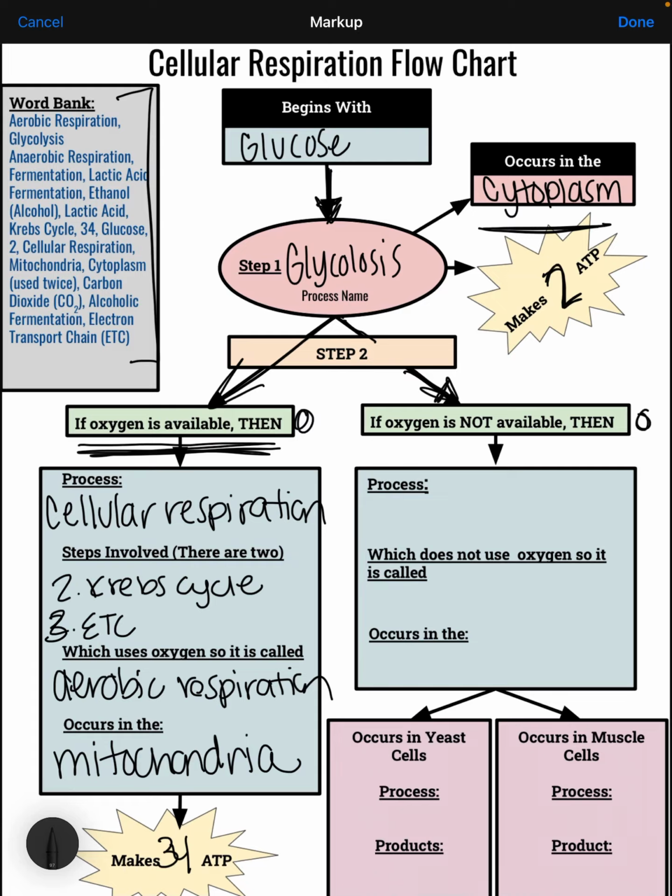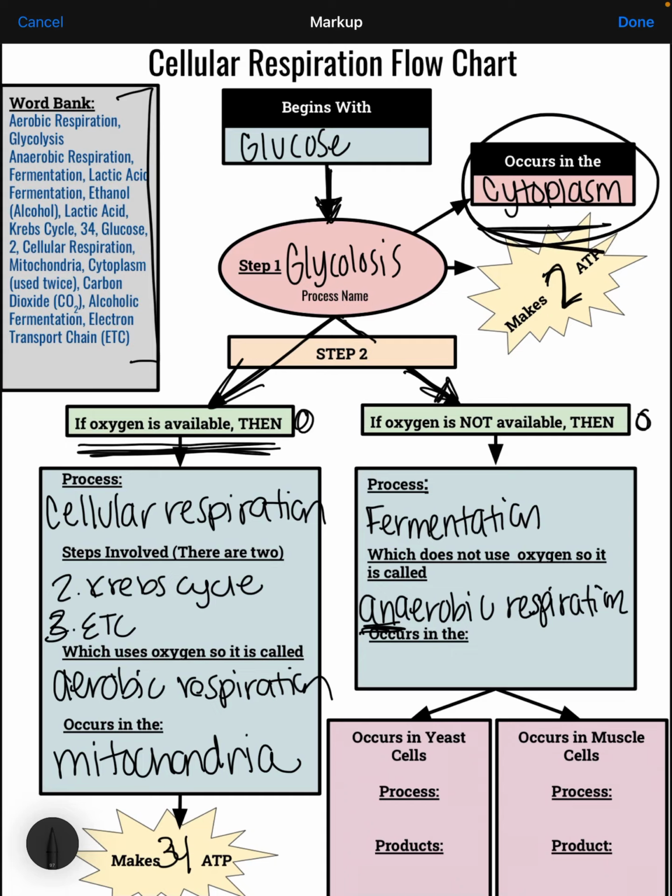However, we can stay in the cytoplasm and we're able to go through a process called fermentation. Fermentation does not require oxygen, so therefore we call it anaerobic. And remember, the prefix an means without. Aerobic means with oxygen, so anaerobic is respiration without oxygen. And because we don't have oxygen, we can't leave the cytoplasm. We cannot go into the mitochondria, so we are going to stay stuck in the cytoplasm.